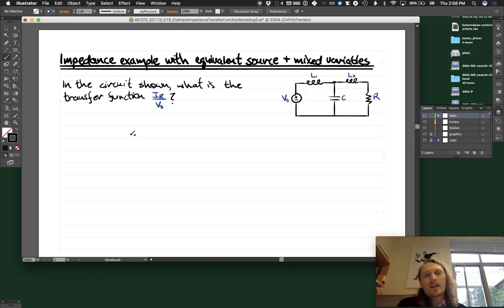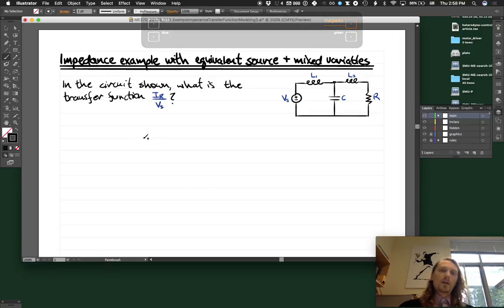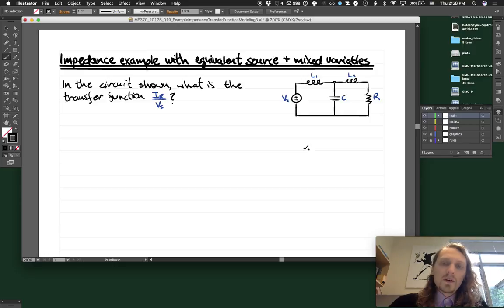So, in the circuit shown, what is the transfer function from the voltage source to the current through the resistor? Okay, so that's the problem statement. I'm just going to talk for a minute about our overall strategy here. We could use the general method from 13.4 in the textbook, and that is totally fine.